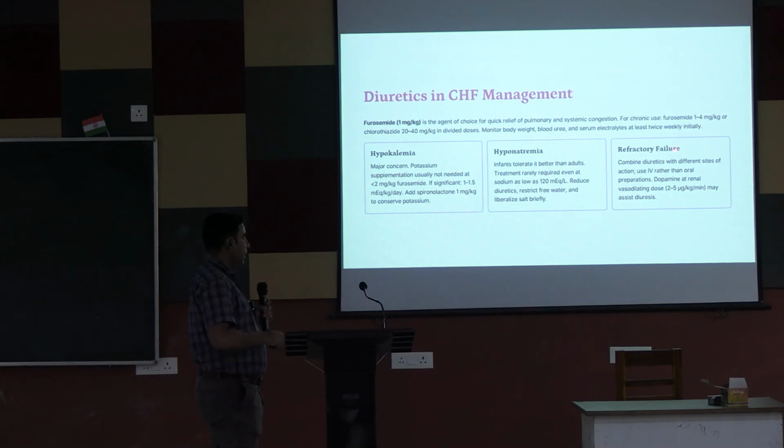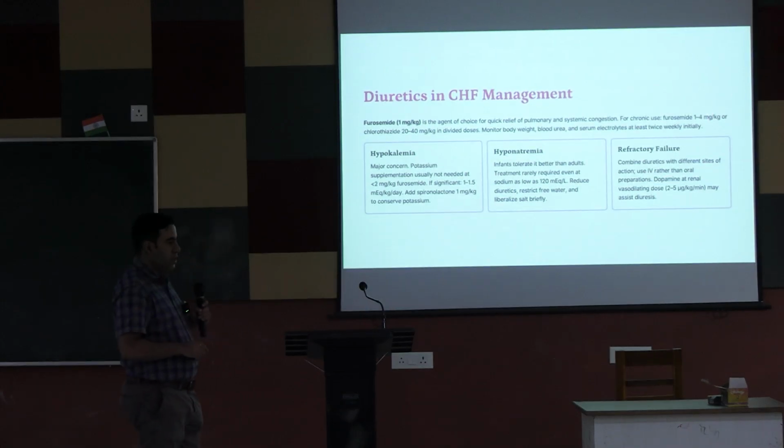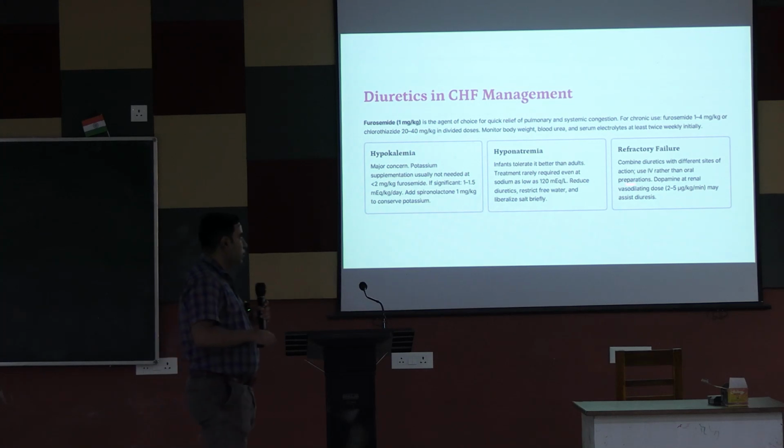And if there is refractory failure, combine diuretics with different sites of action. Use IV rather than oral preparation. If the child is not improving on oral, we have to put the child on IV diuretics, IV Lasix, and we have to start an inotrope like dopamine at renal vasodilating doses of 2 to 5 microgram per kg per minute.